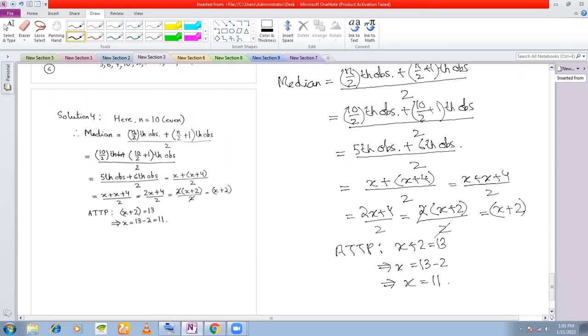Okay. And if in the second part they ask you to find the mean of the observations, you can find out the mean of the observations also, right? Right.